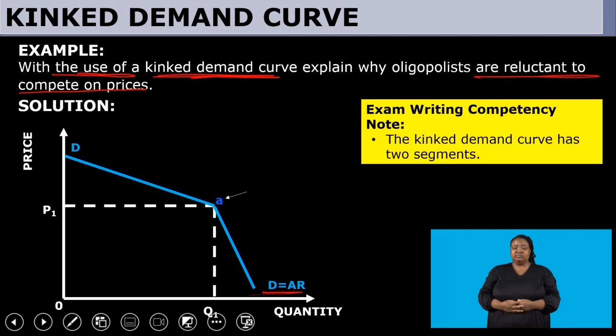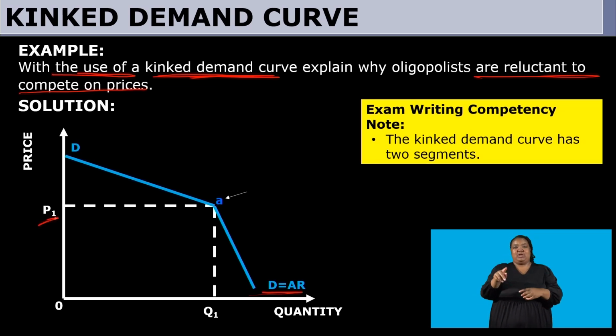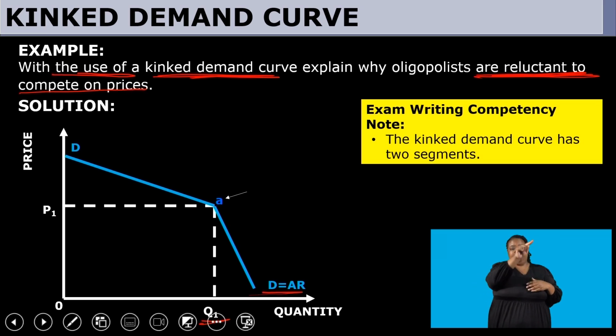So next, at the kink, this is very, very crucial. Technically, the firm will always produce a quantity at the kink and charge a price at the kink. So our price will be P1 and our quantity will be Q1. So the question is saying, why are they reluctant to compete on prices? In other words, why are they reluctant either to increase the price above P1 or to reduce the price below P1? We'll find out as we proceed with drawing our graph.